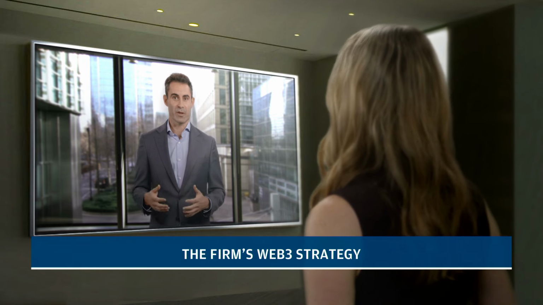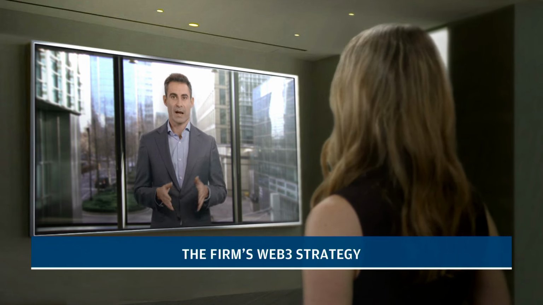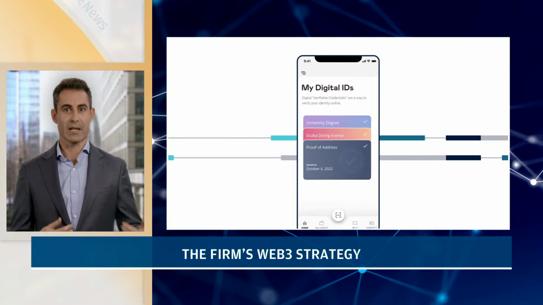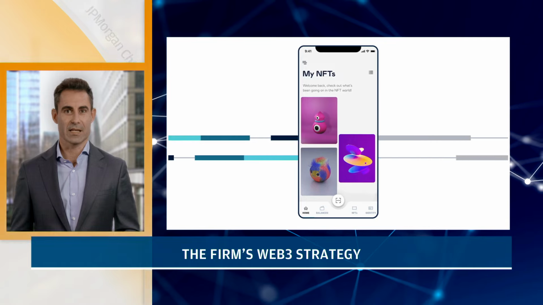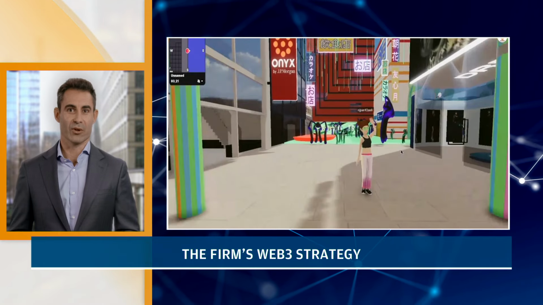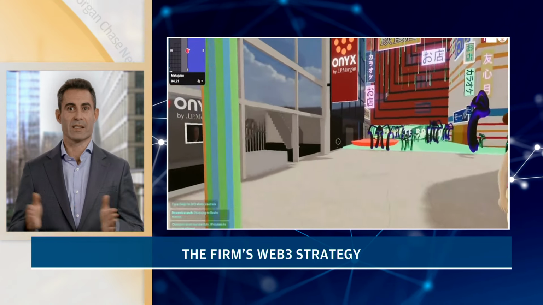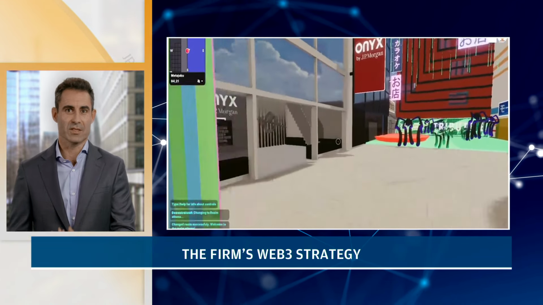And from a Web3 perspective, we're actually very focused on identifying new opportunities and creating solutions that may be necessary for us as a firm to offer over the next 3 to 5 years. So here we're looking at everything from NFTs to digital identity and digital wallets, even to the metaverse, where we've created a platform in a prominent metaverse to really demonstrate how we are at the forefront of this technology. Ultimately, Onyx is already providing value to JPMorgan and its clients, and we're here to ensure that we're at the forefront of Web3.